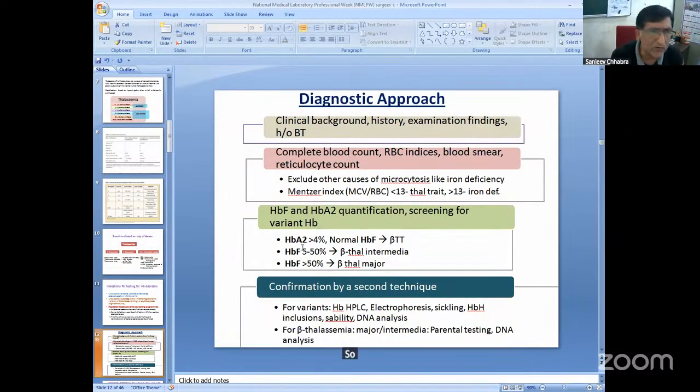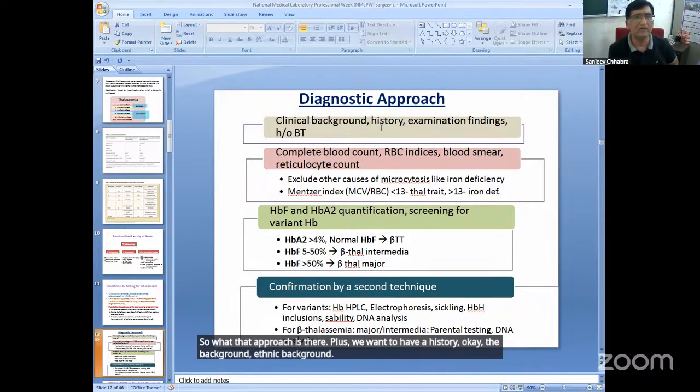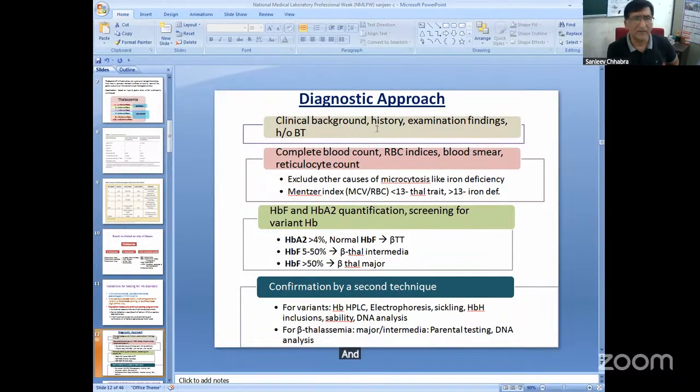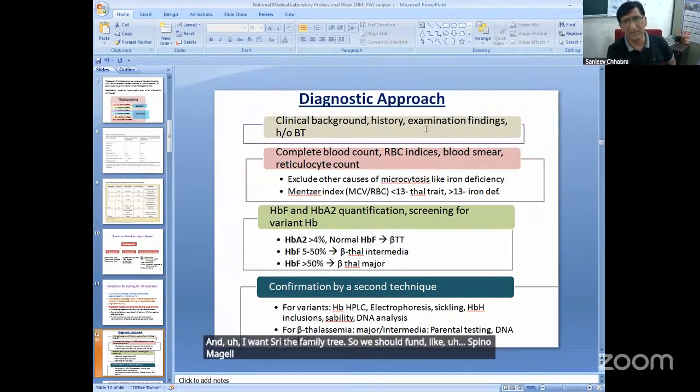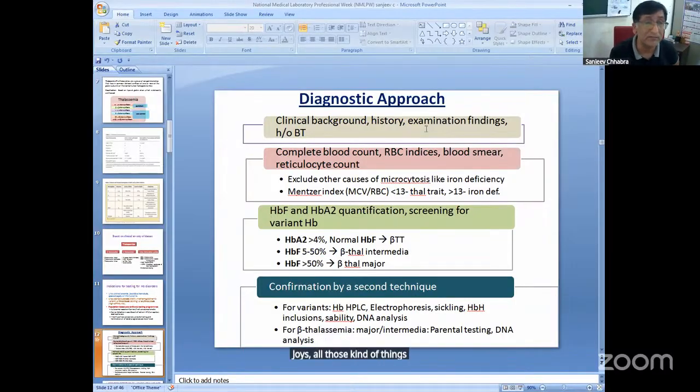So what is the diagnostic approach? First, we want to have a history: the clinical background, ethnic background, and we want to study the family tree. Examination findings like splenomegaly, anemia, jaundice, all those kinds of things, and history of transfusion is very important. The last date of blood transfusion is also very important because it interferes with our estimation.